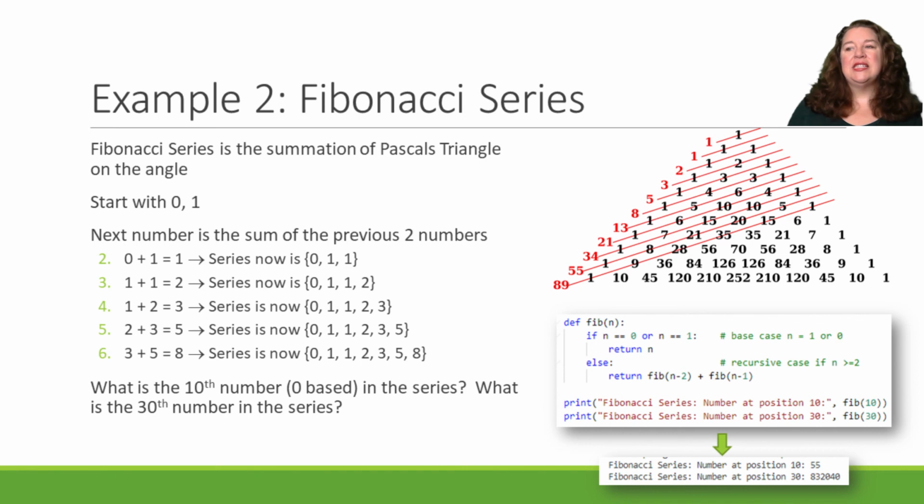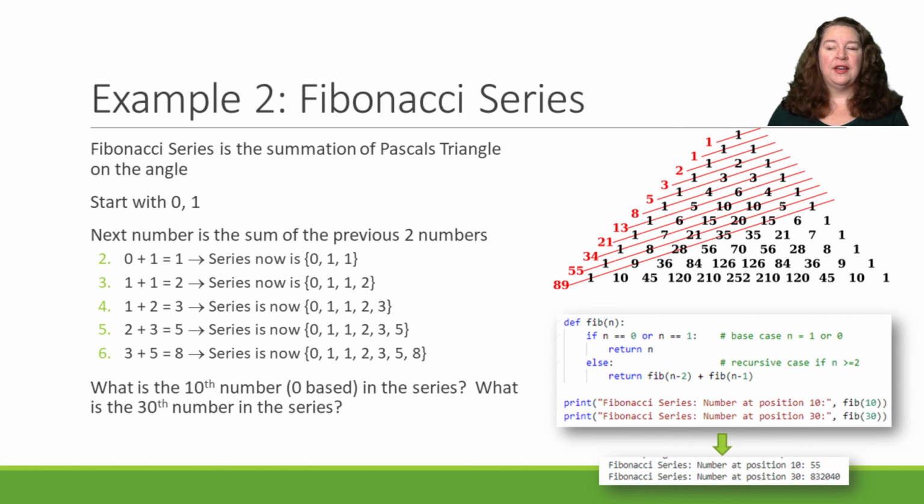So in this case, I could say, what is the position at 10? And I could say Fibonacci of 10. And it'll go through using recursion to solve this, and it'll give me my number of 55. I can do the same thing to ask for the number at 30. So the 30th index, remember, this is increasing really rapidly. My 30th index is 832,040. So it's a really big number by the time you get to the 30th index.